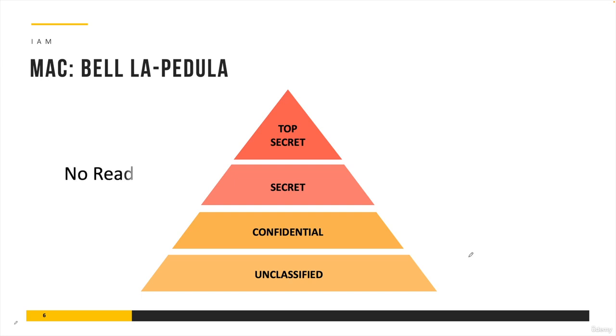It has two basic principles. No read up, which basically means that a person or a subject at a lower clearance level cannot read documents at a higher clearance level. So for example, someone with confidential level clearance won't be able to read secret level documents or top secret level documents. Someone with secret level clearance won't be able to read top secret level documents. That is the basic idea.